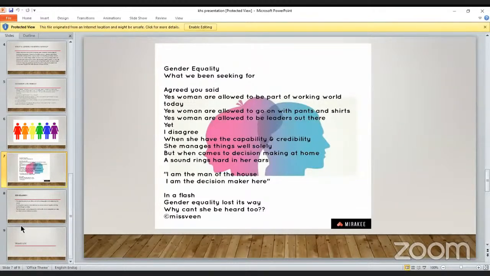But when it comes to decision making at home, a sound rings hard in her ears. Am I the man? I am the man of the house. I am the decision maker here. In a flash, gender equality lost its way. Why can't she be heard too?